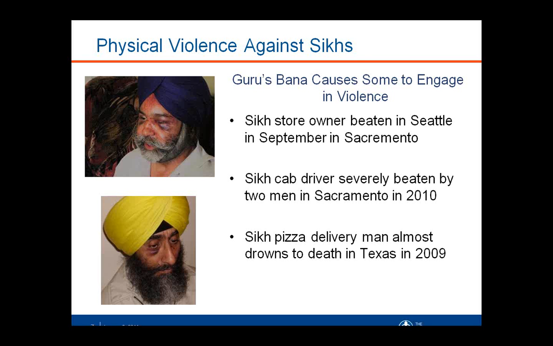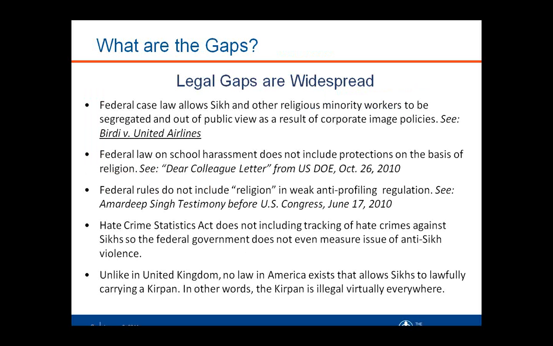The gaps that allow for this harm that I've gone over: you could not get a job because you're wearing your bana. Your kids might be harassed in school because they're wearing the bana. If you take Amrit, you can't carry your kirpan. You might be the subject of physical violence by private actors, or you might be the subject of profiling by law enforcement. How does all this happen? Well, it's not a mistake that it actually happens. There's a legal and policy system that allows for gaps that, as it pertains to Sikhs, are widespread and significant.